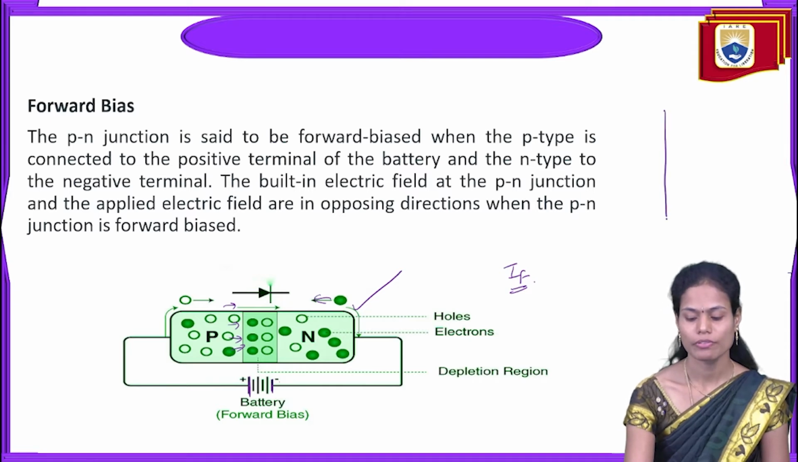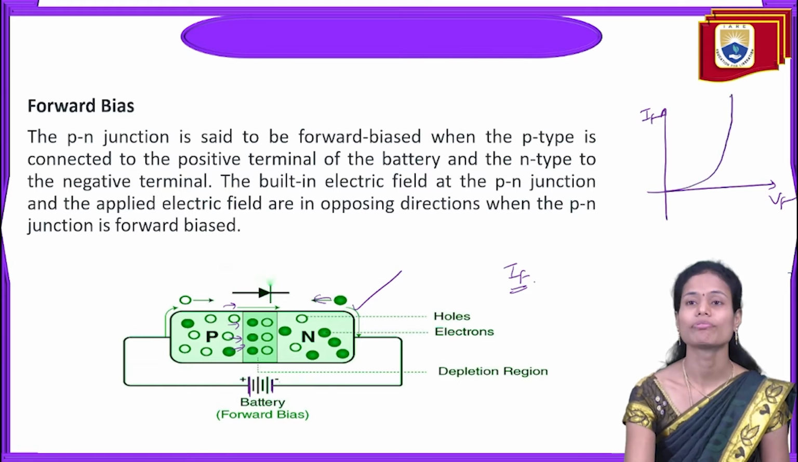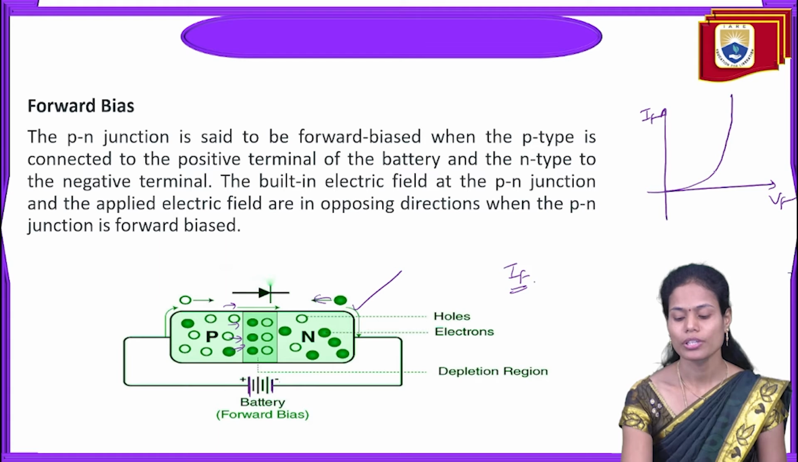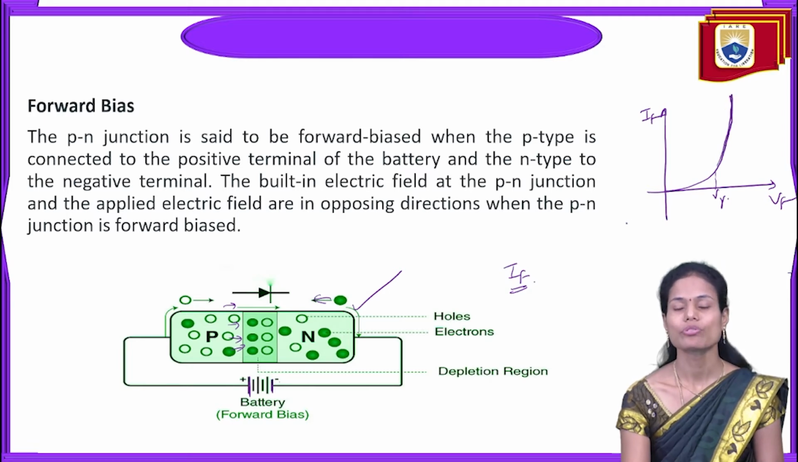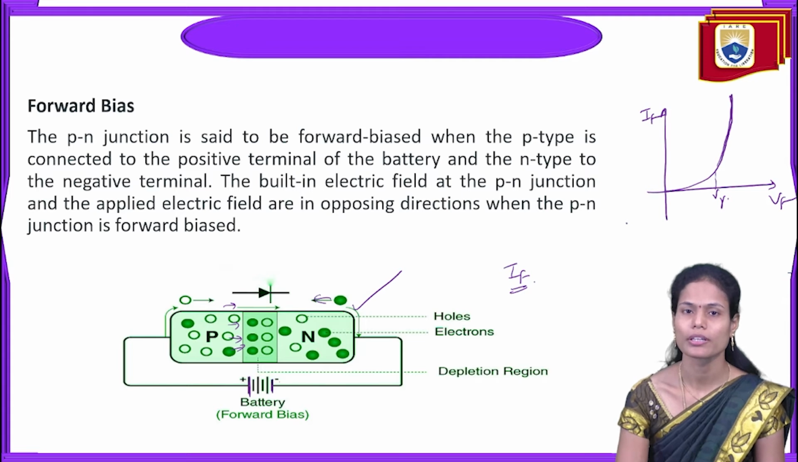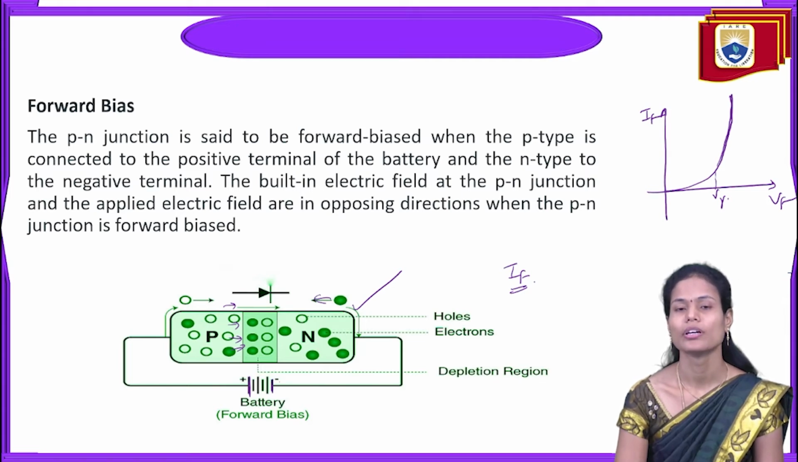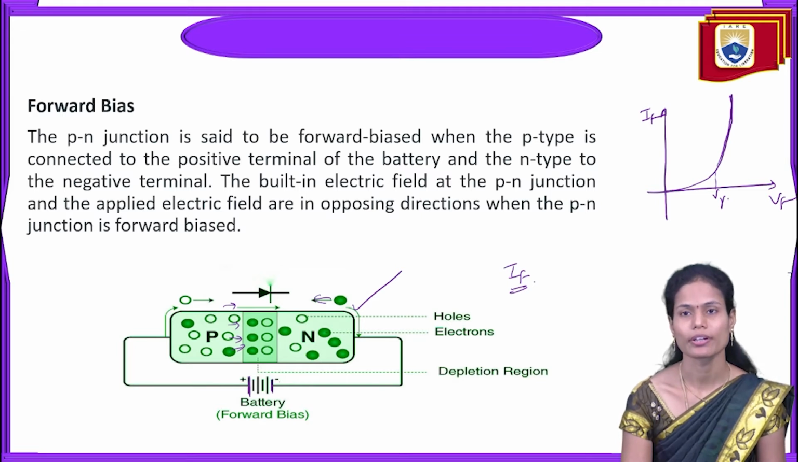In this case we get the VF versus IF characteristics, which depend upon how much voltage we are providing. Till the cut-in voltage, V gamma, there is only a low rise of current. After V gamma, there is a sudden rise of the current. Here V gamma, or cut-in voltage, is the voltage required for the diode to go into more conduction, or more flow of current in the device. So this is about the forward bias condition of the diode.